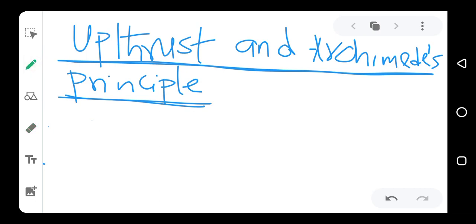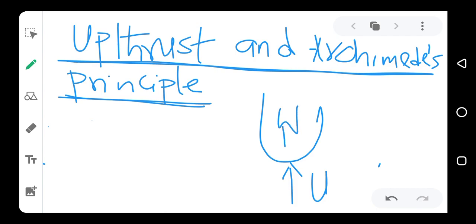When you place an object in a liquid, there seems to be a force that is acting against the weight of the object. Let's call it U, upthrust. The weight of the object will be going down, and there seems to be a force that is pushing the object up, that is preventing it from going further down into the liquid. That is what we call upthrust.